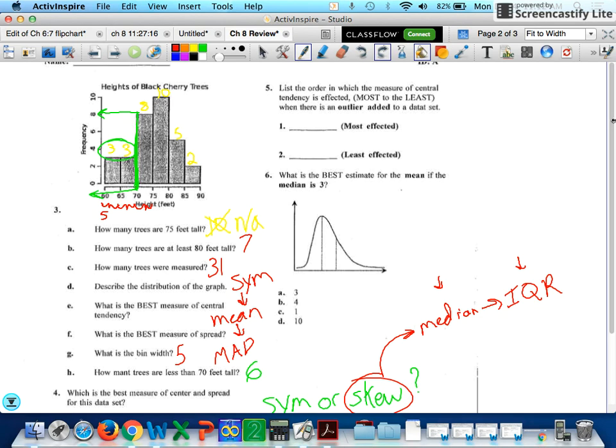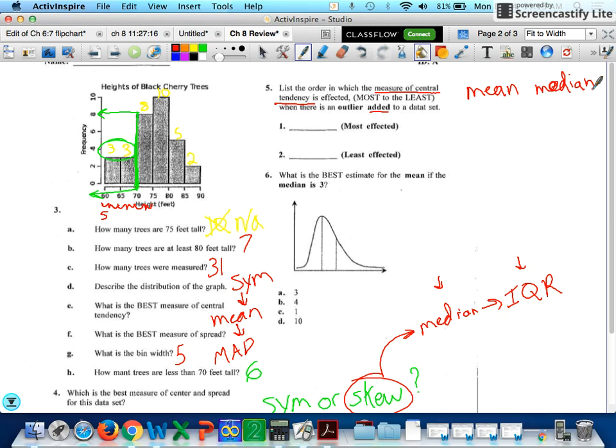Okay, median and IQR. The last couple questions are a little bit more big picture questions. Number 5 says, list the order in which the measure of central tendency is affected most to least when there's an outlier added to a data set. Well, first off, you have to know what these measures of central tendency are. They are mean and median. You have to know that. It's just knowledge you have to have, otherwise you don't even know what to write in these blanks.